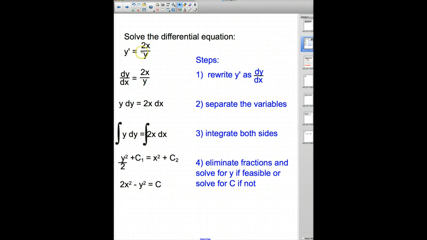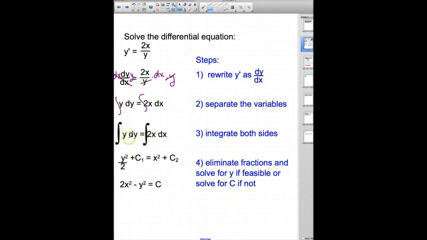If y prime equals 2x over y, we're going to rewrite y prime as dy dx and think of dy separate from dx. So step 2 is to separate the variables. That's an easy step to forget, but an easy step to complete. Multiply both sides by dx here. And then your dx's will cancel, and then multiply both sides by y. So you'll have y times dy on the left side and 2x times dx on the right side because those y's will cancel. And now we're just going to integrate both sides.